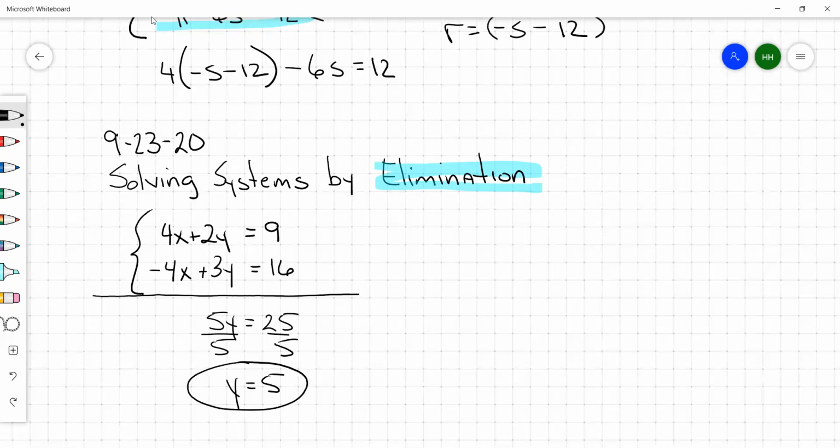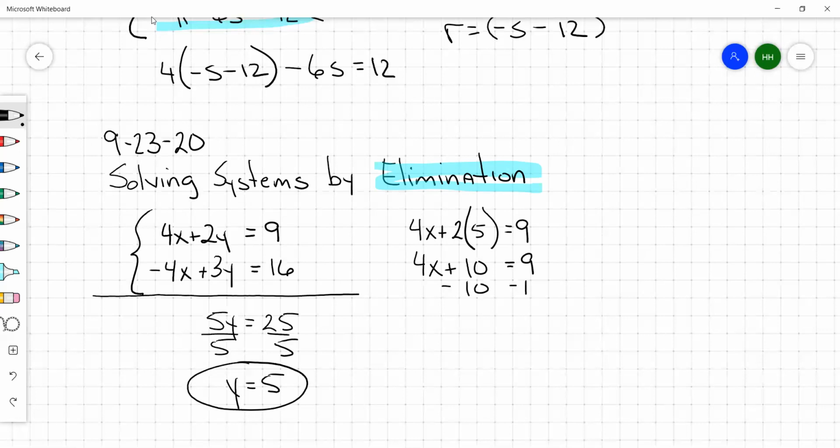Now, with y being equal to 5, you go back and you substitute into either equation. You get to pick which one you want. So I'm going to do the top one since it doesn't have any negatives in it. So we get 4x plus 2 times 5 equals 9. So 4x plus 10 equals 9.